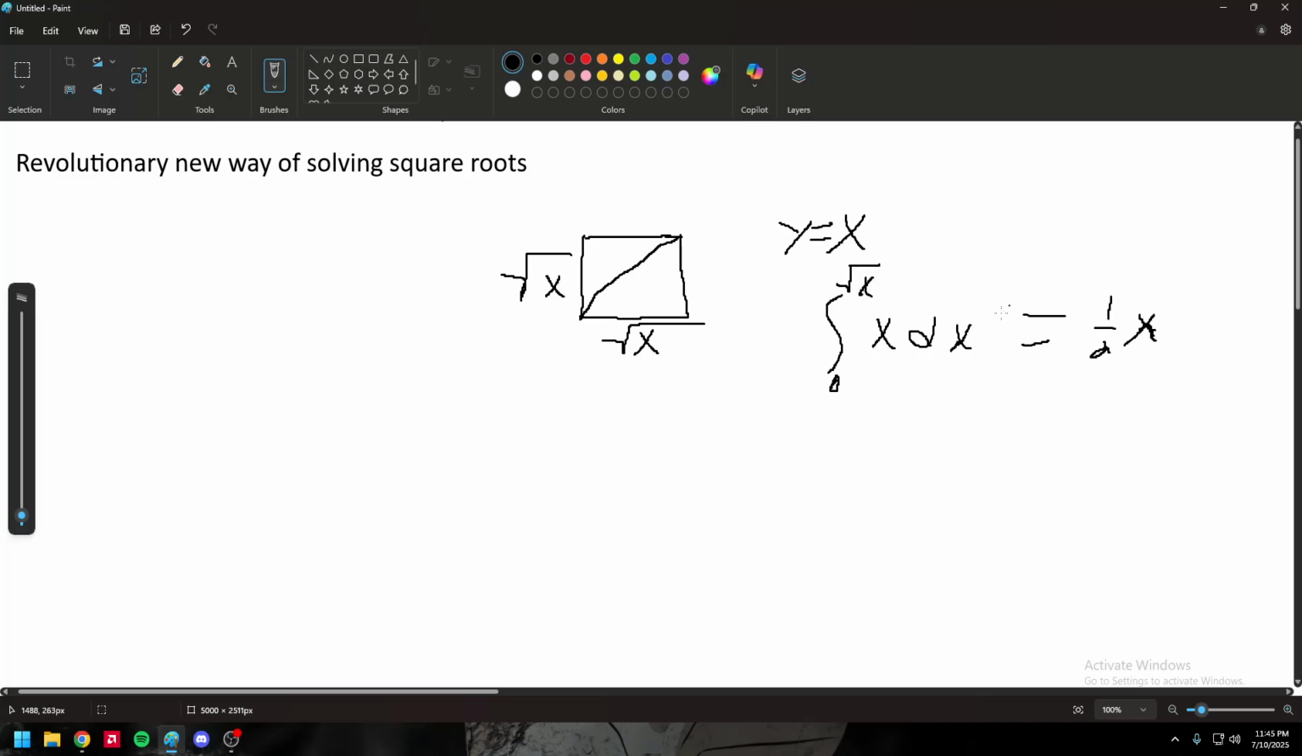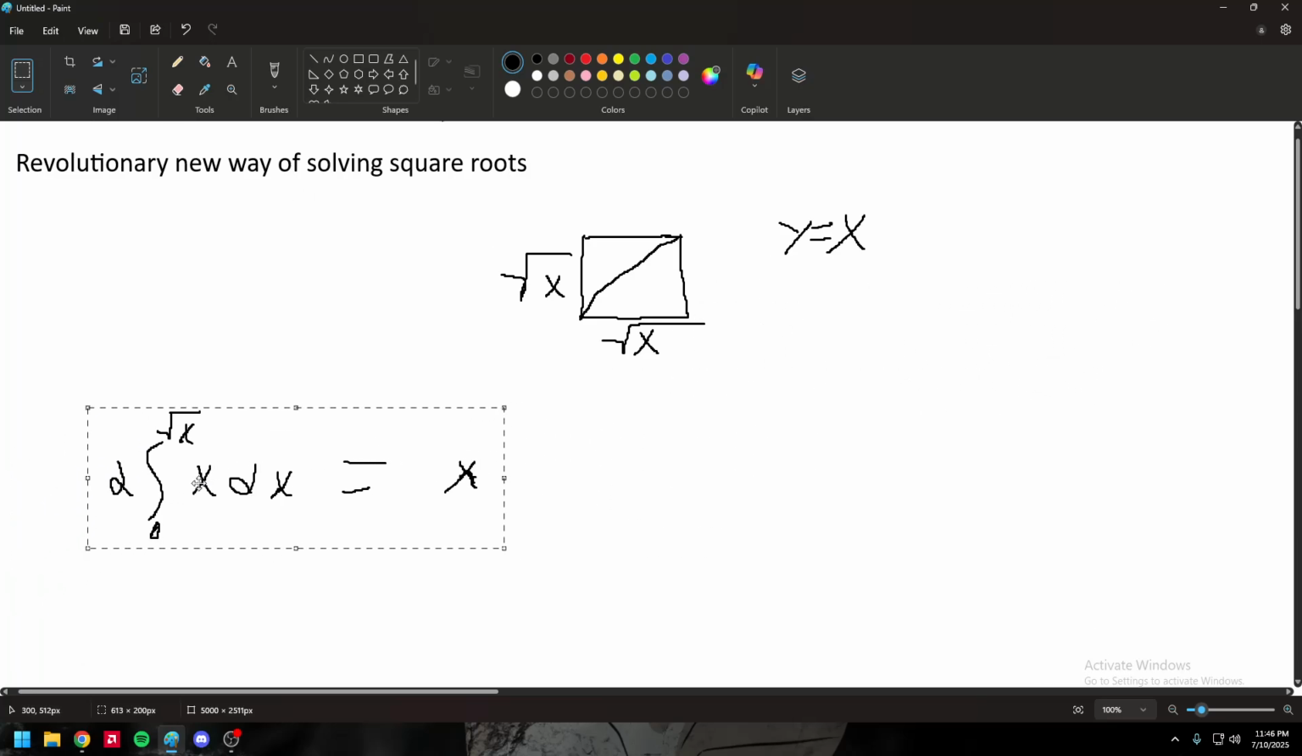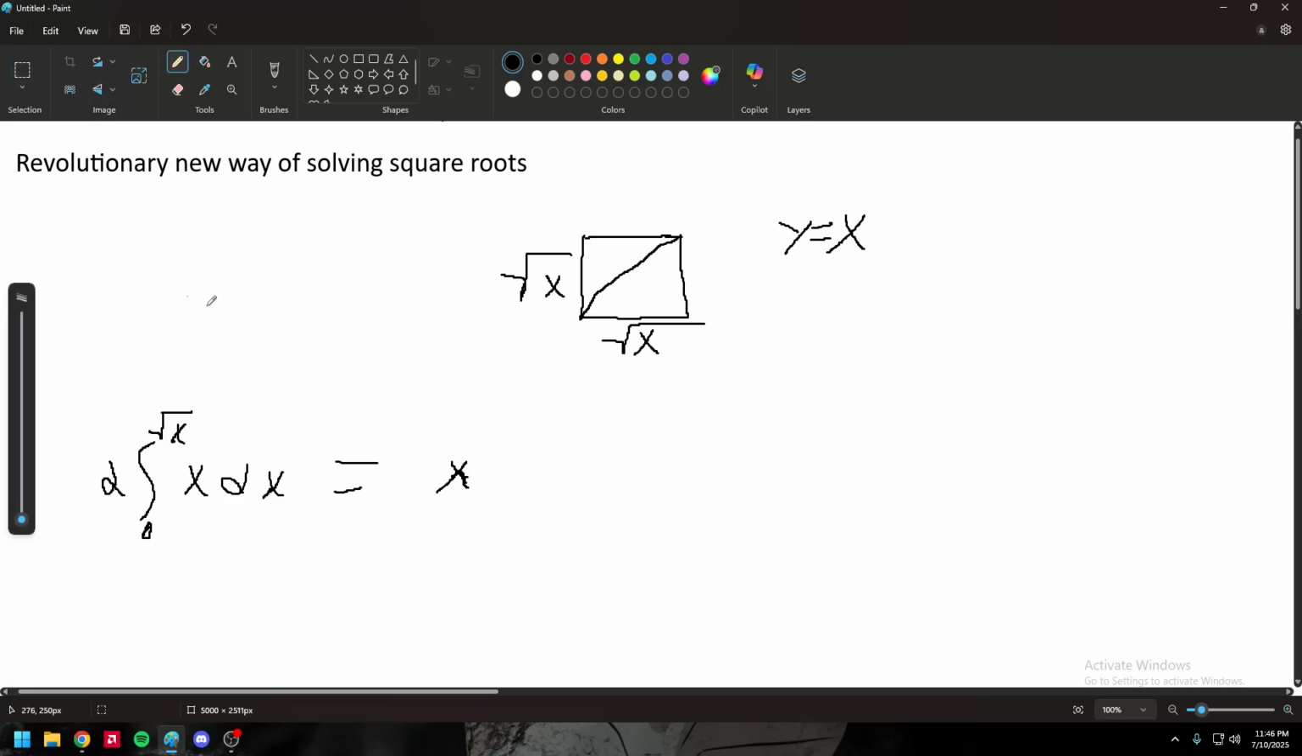So once you do that, that's only half of x. So now let's turn this into the entirety of x. Let's just multiply it by 2, and we can get rid of this 1/2. So that means we have this equation right here. But we want to get rid of the integral because we don't know what the square root of x is. So once we get rid of the integral, or hold on, let's make this rigorous real quick.